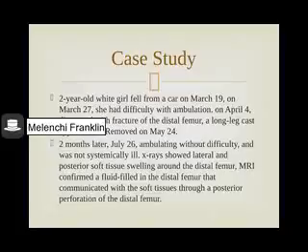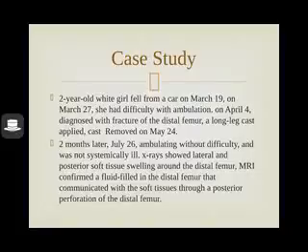Okay, the case study says a 2-year-old fell from a car on March 19, and on March 27, she's having difficulty walking. On April 4th, she was diagnosed with a fracture of the distal femur, and they applied a long leg cast, and the cast was removed on May 24th. Two months later, July 26th, she had healed, and she didn't have any difficulty walking.